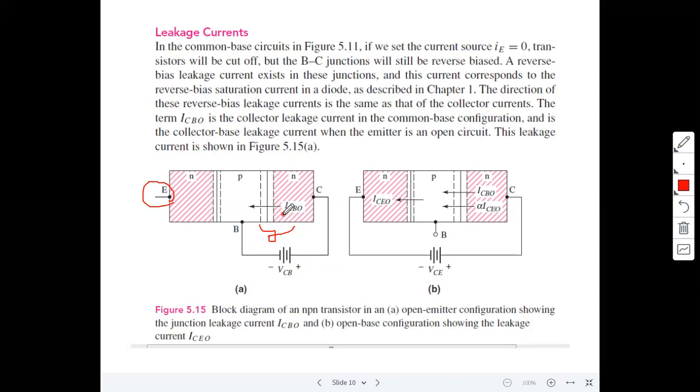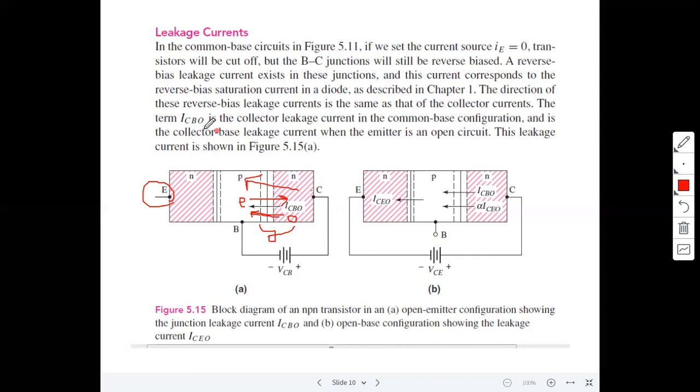So that minority carriers simply cross the junction. Here in N type, what are the minority carriers? Holes. Here in P type, what are the minority carriers? Electrons. So electrons cross here, holes cross here. Now here the hole current is the conventional current, so that the current is ICBO. This is the ICBO direction, the hole direction.